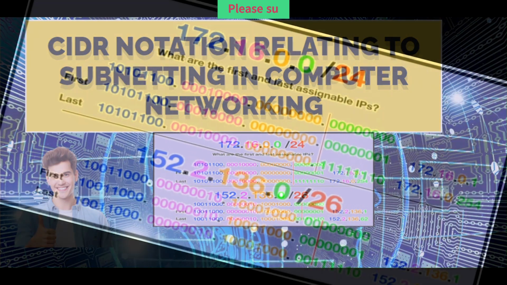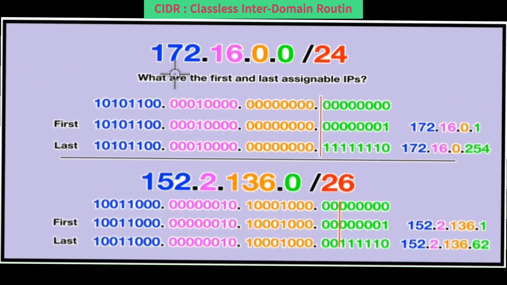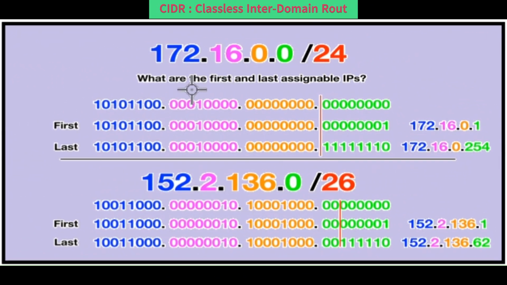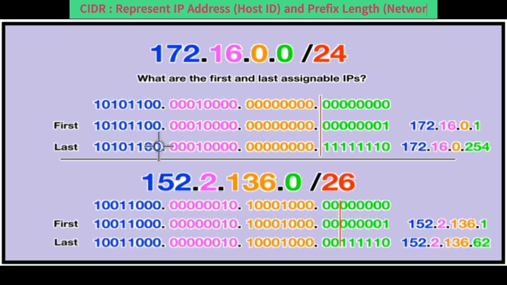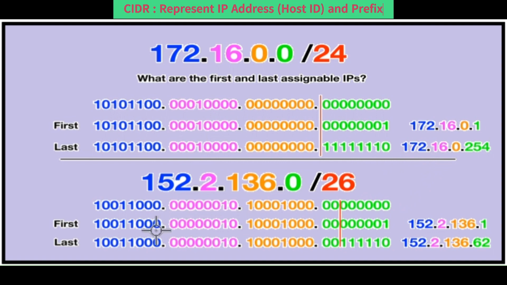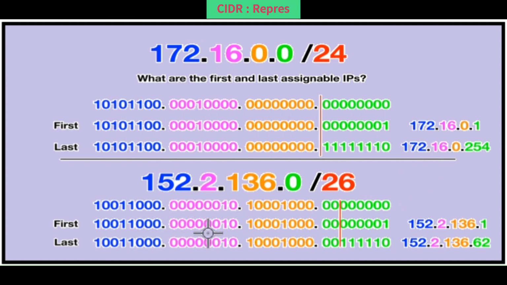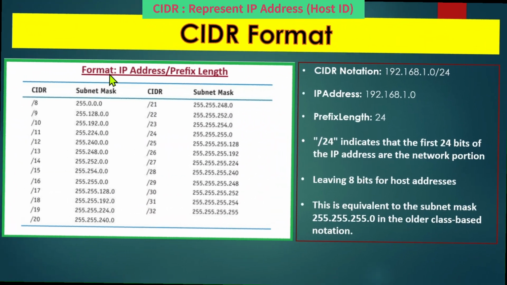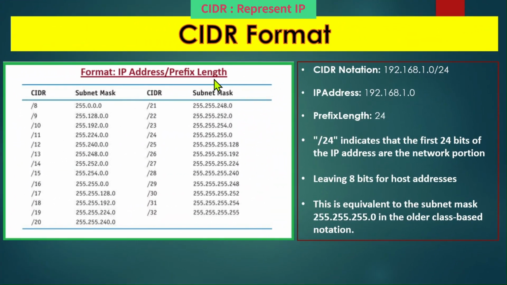CIDR, which stands for classless interdomain routing, is a notation used to represent IP addresses and their associated routing prefix information. In CIDR notation, an IP address is followed by a slash and a number, indicating the length of the network prefix. The format is IP address/prefix length.